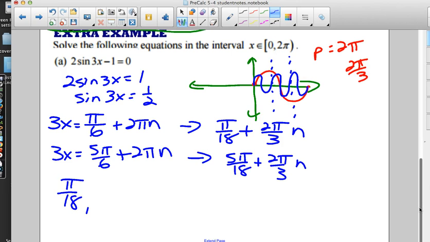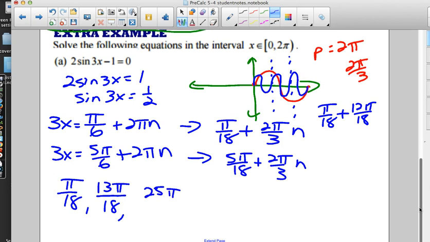If we put a 1 over here, this is going to be pi over 18 plus, well, it would be 2 pi over 3, but we would want to multiply the top and the bottom by 6 so that we could add those two together. So that's going to give us 13 pi over 18. And let's see if we can get one more out of that. So now if we take 13 pi over 18 and we add another 12 pi over 18, we'll have 25 pi over 18. Are all three of those from 0 to 2 pi?